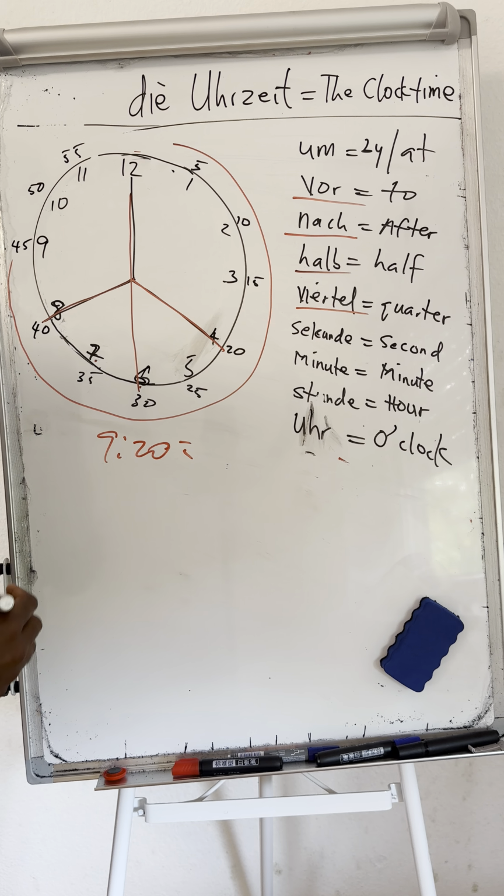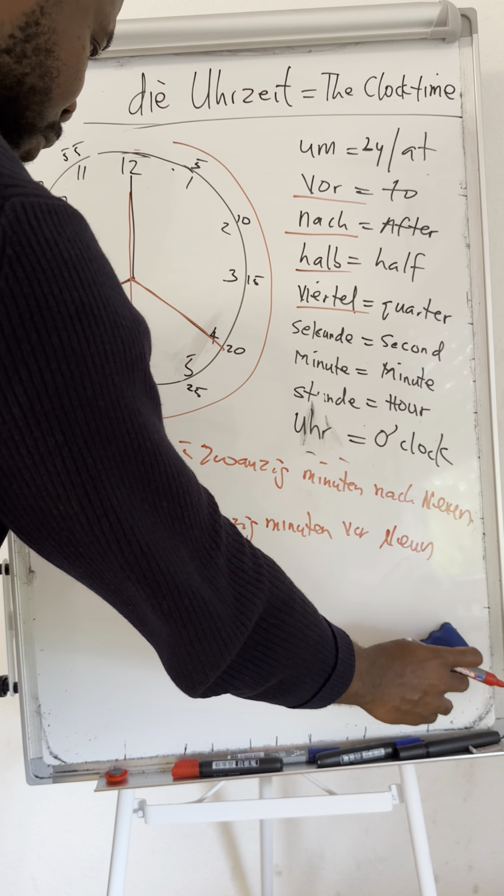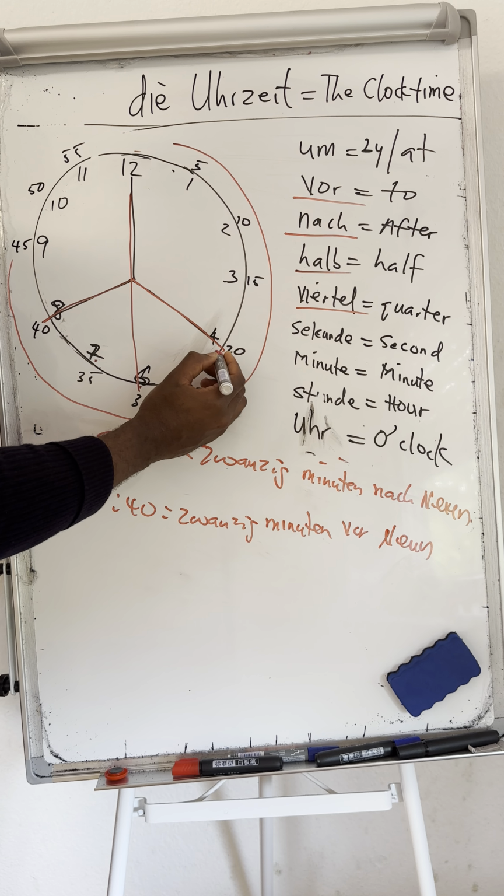20 Minuten nach 9. 20 minutes after 9. Now if I say 8:40, which is here, which also means 20 Minuten vor 9. This is 20 minutes to 9. Immediately I leave 20 and I now enter here. All these small things that you normally see on your clock like this.